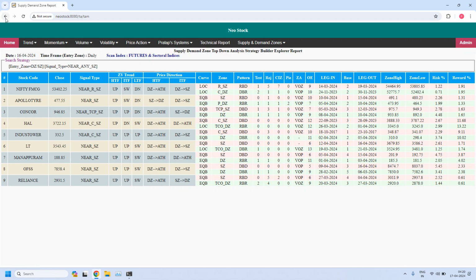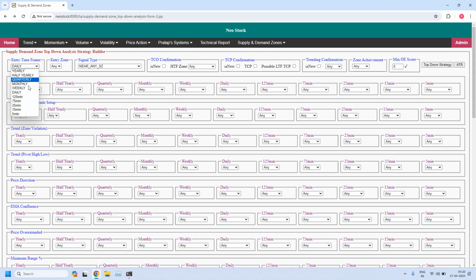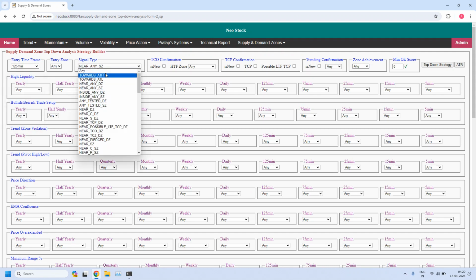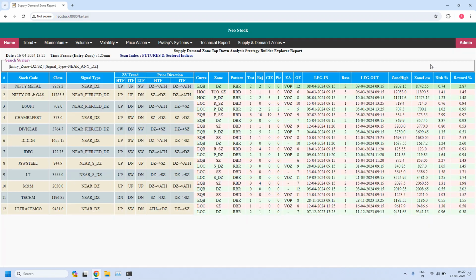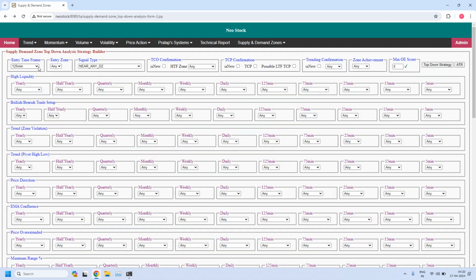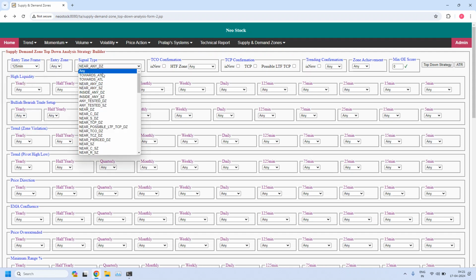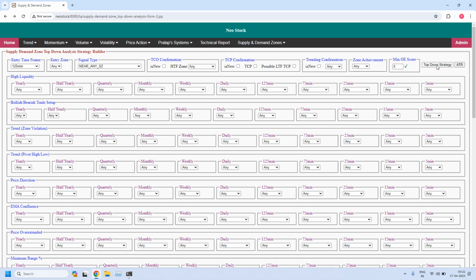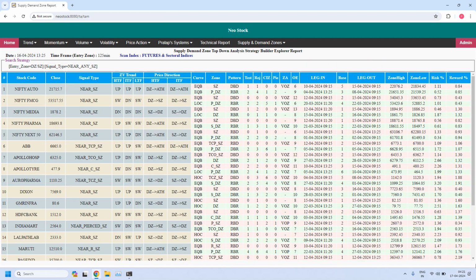So let me go back. Changing the time frame to 125 minutes. Let us find the stocks near 125 minutes demand zone. So these 12 stocks are filtered which are near to the 125 minutes demand zone. So let me go back. For 125 minutes time frame, let us find the stocks near 125 minutes supply zone. So this is the filtered list.